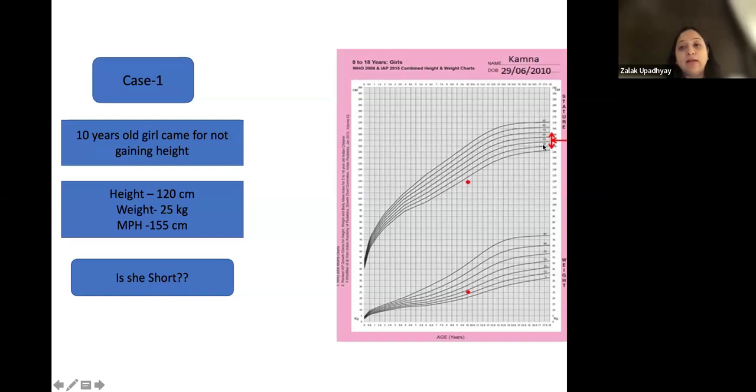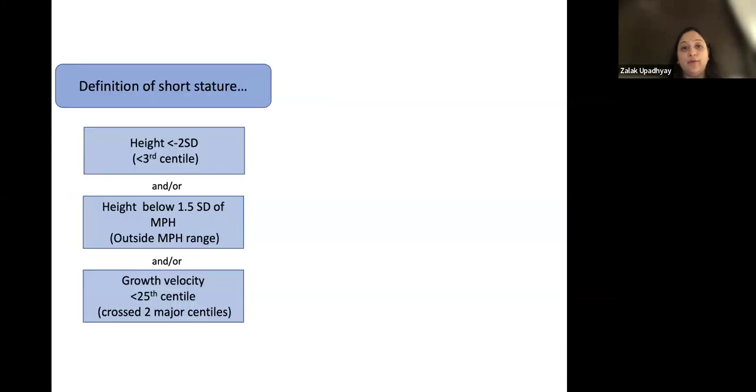Now look at the mid-parental height range. The child is below the mid-parental height range. Look at the percentile of this, from 1, 2, 3, 4. The MPH range is between these lines, the lower four lines. So when I talk about 10 years, the child should be somewhere here, in the last four lines. But the child is out of the MPH range. So again, that is abnormal, correct? So will you say this child is short? Yes, definitely the child is short.